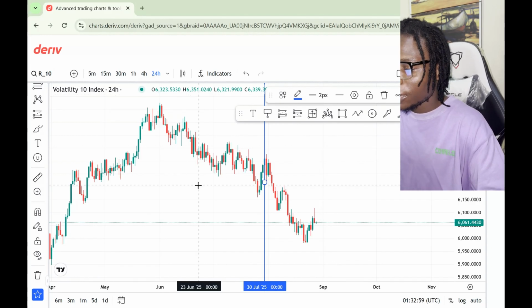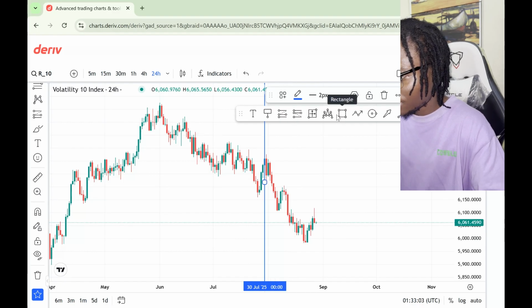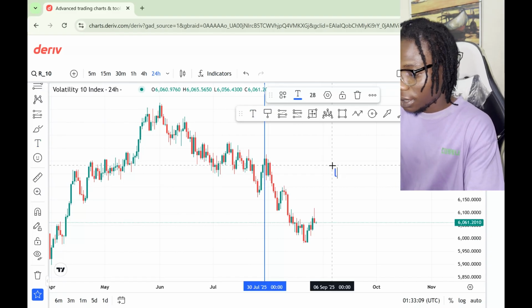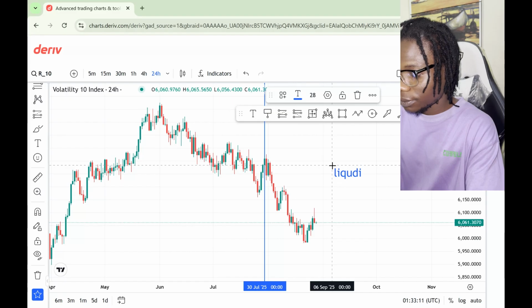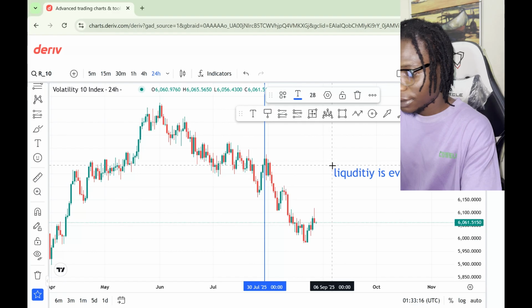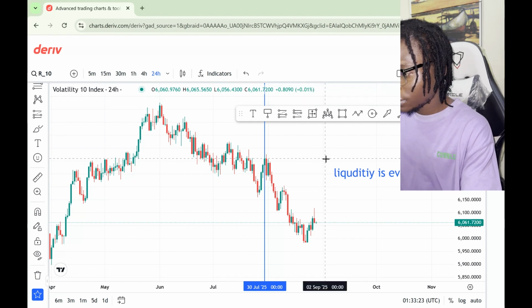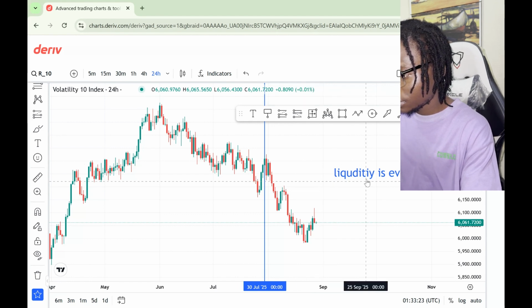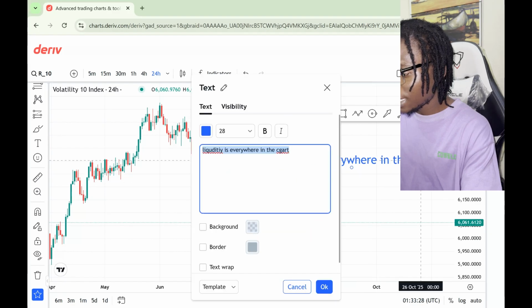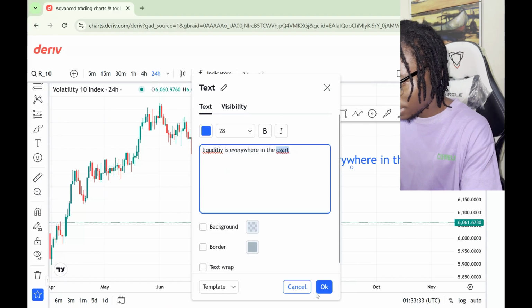Whereby we say liquidity, we can see it everywhere around the chart. Okay, I think I need to be writing this down. Whereby we say liquidity is everywhere in the chart. Okay guys, so like I said, liquidity is everywhere on the charts, all right?